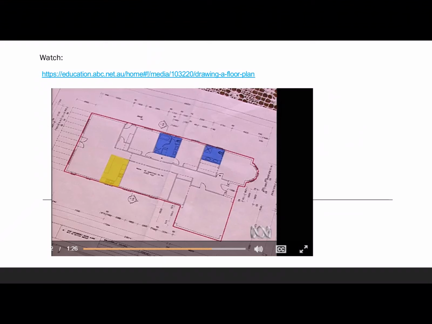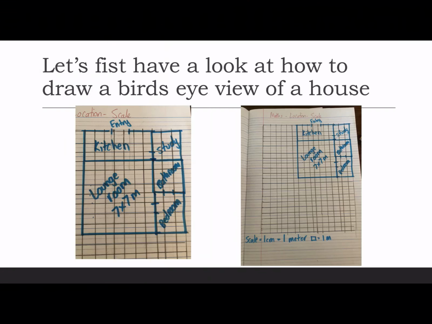Alright, so by now everybody should have watched the video on the floor plan, which is about a boy and his family moving house, and they are looking at the floor plan. Now first let's have a look at how to draw a bird's eye view of a house. So here I have done an example of my apartment.